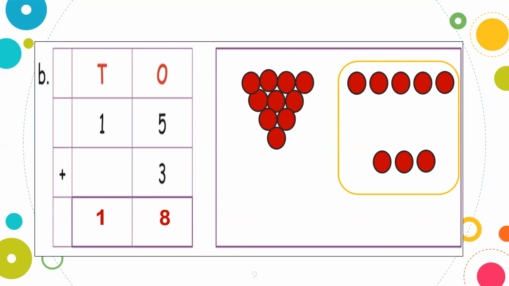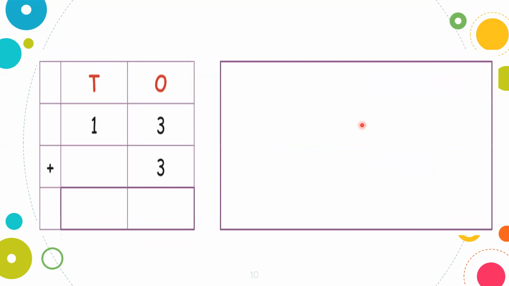Let us look at the third example. 13 plus 3. 13 is a two-digit number. So we will write 13. Tens place we will be writing 1. And in ones place we will be writing 3. Okay. And 3 is a single digit number. So it will come under ones box.